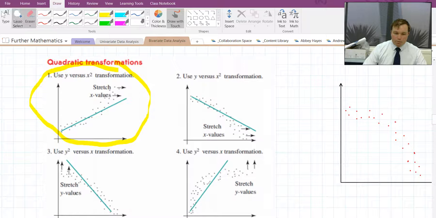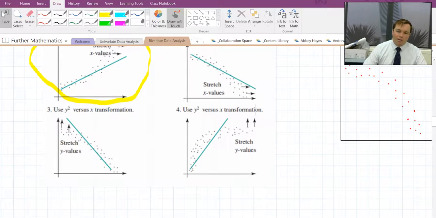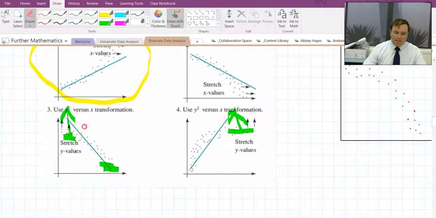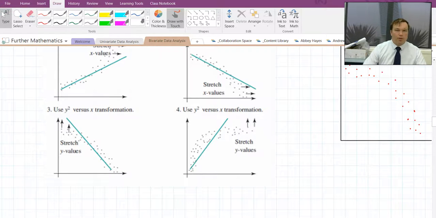Or the other option would be to square the y values. Now, squaring the y values has the same effect, but on the y values. The low y values barely move, because low numbers squared don't move much. But the high y values squared move a lot. Same again, high y values squared move a lot. Now, I realise there's lots here, and wait, there's more coming, but there's a nice tool at the end we use for knowing which transformation to use.